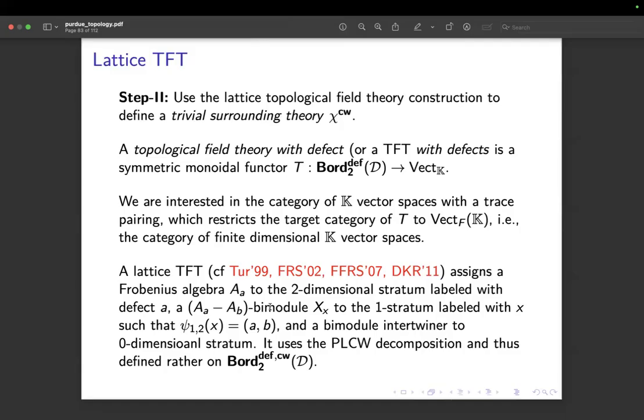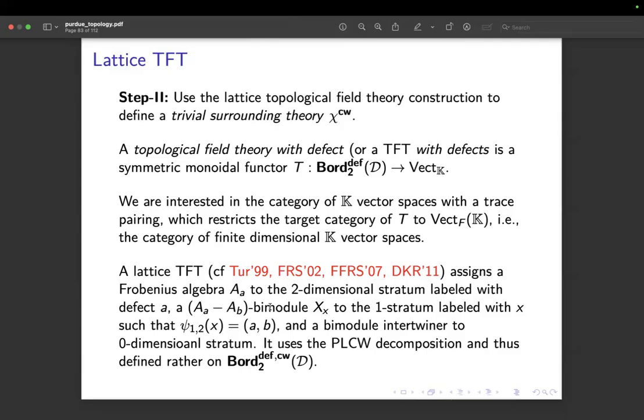Lattice TFT assigns the Frobenius algebra A to a two-dimensional stratum labeled with defect condition A, and an AB bimodule to the one-dimensional stratum labeled with X, such that if X has the property that the left is A and the right is B, then to X it assigns an AB bimodule. That's what I want to say. And a bimodule intertwiner to a zero-dimensional stratum.